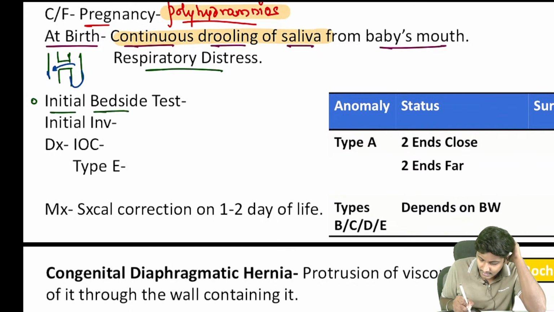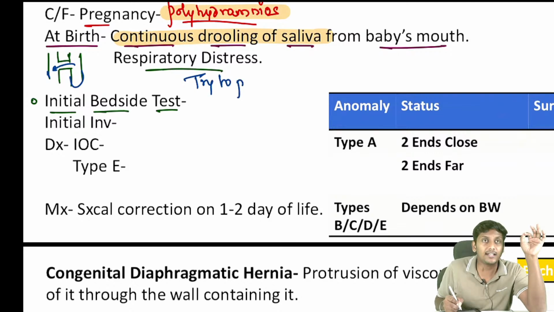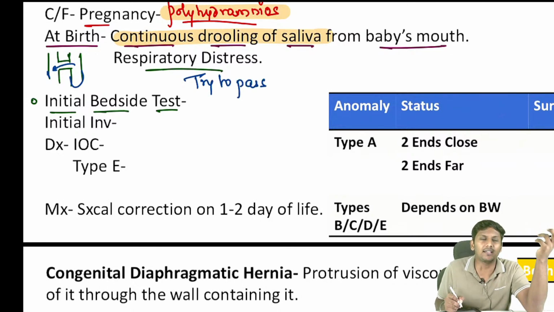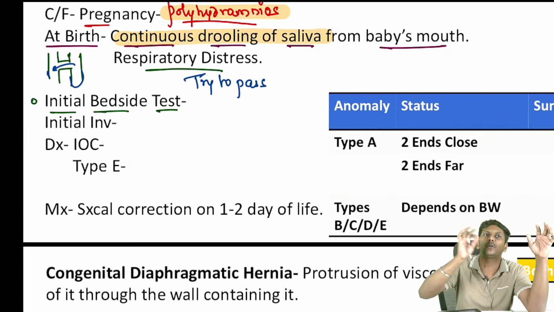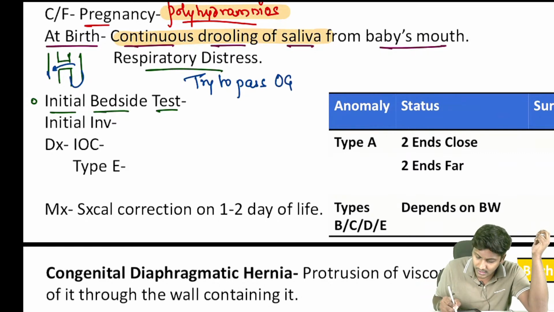initial bedside test. And what is that initial bedside test, बच्चे? Try to pass. Immediately take a nasogastric tube or a Ryle's tube, or we can take an orogastric tube. For neonates, usually we have an orogastric tube that we insert via the oral cavity. Okay? Try to pass an OG tube or an NG tube, whatever you have.